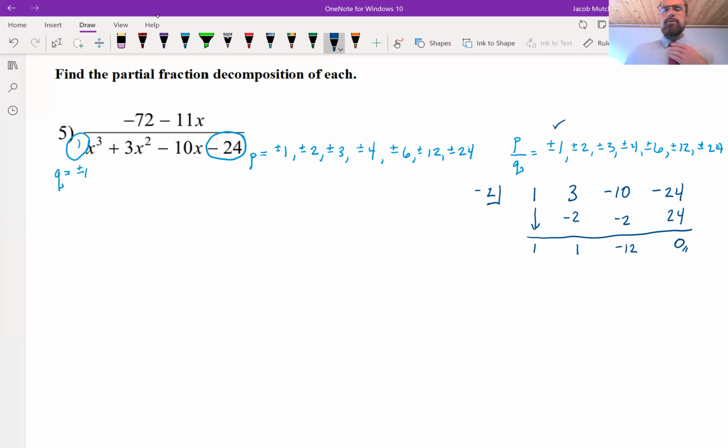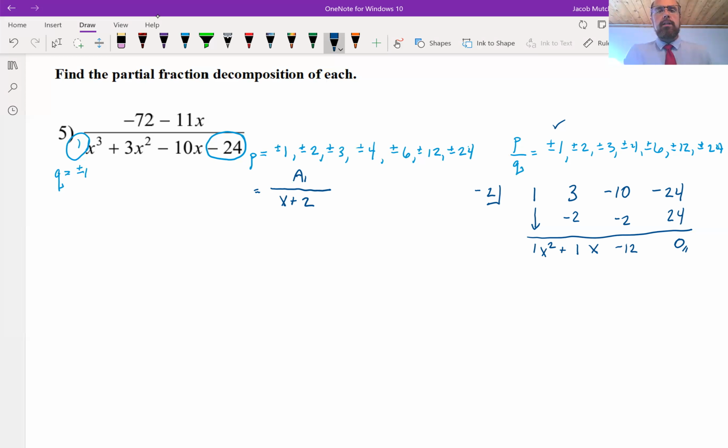One of my factors here is x plus 2. So I'm going to start writing here that one of my fractions needs to be A sub 1 over x plus 2. So remember, if I've found the divisor is negative 2, we switch the sign for the factor. So what's left is the quadratic 1x squared plus 1x minus 12, and I need to factor that.